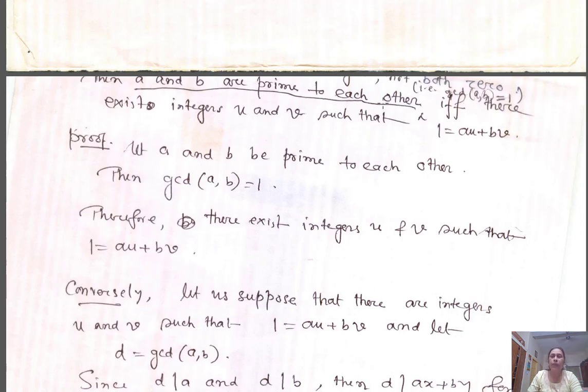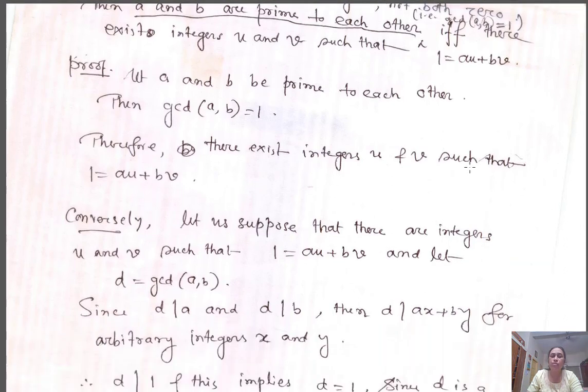If A and B are co-prime, that means GCD of A and B is 1, then by the previous result, Bezout's identity, the GCD can be written as an integer linear combination of A and B: AU plus BV. That is the if part. For the only if part, if there exist integers U and V such that 1 equals AU plus BV, then you have to argue that GCD of A and B is 1. This is also straightforward.